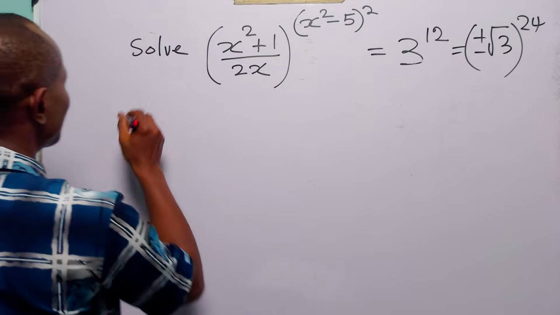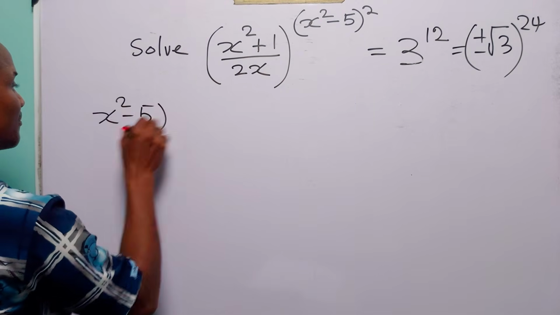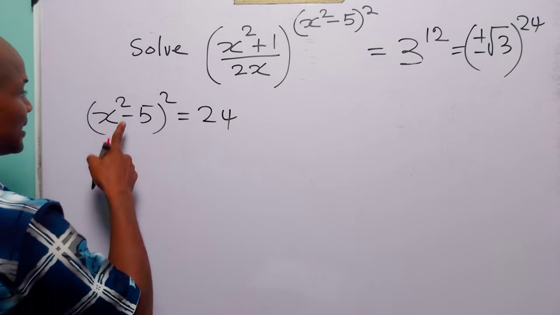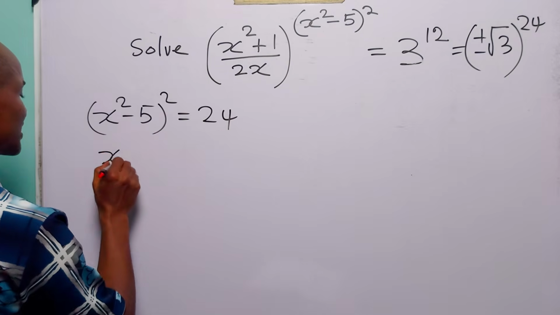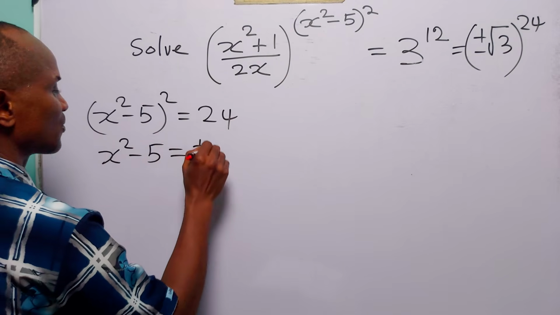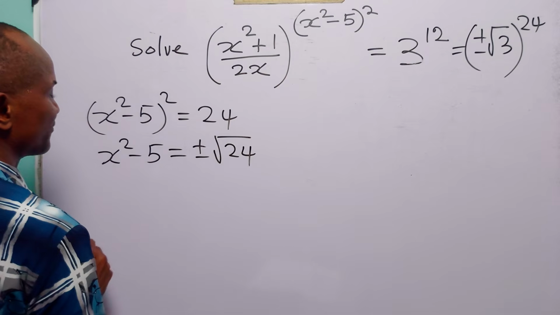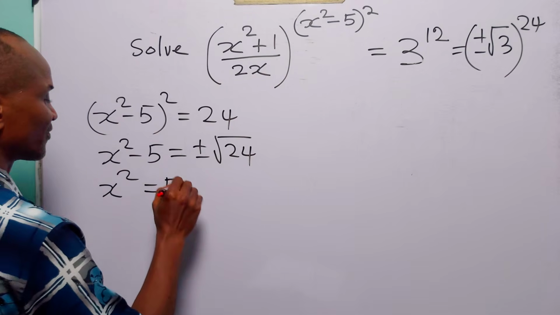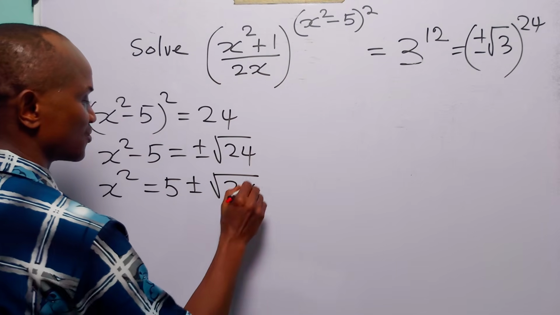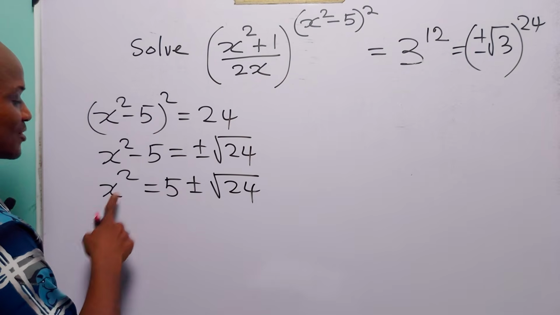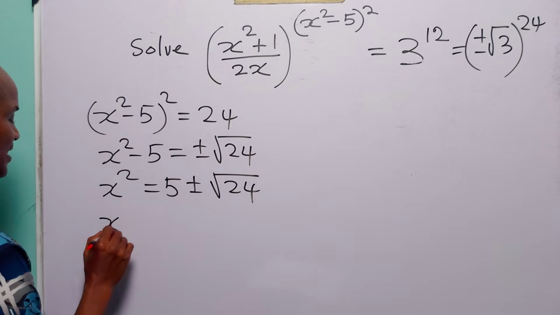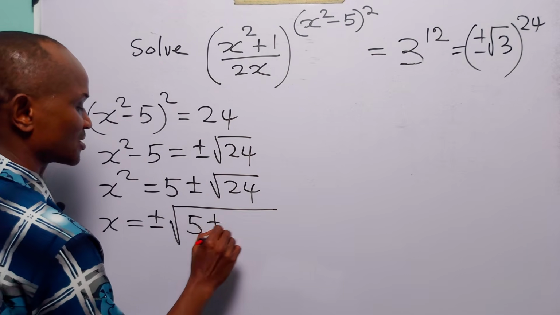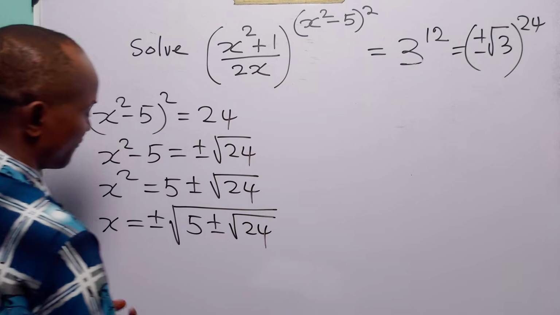Now, in the first case, we have that x squared minus 5 squared is equal to 24. Taking square root of both sides of this equation, we have that x squared minus 5 is equal to plus or minus root 24. And adding 5 to both sides of this equation, we have that x squared is equal to 5 plus or minus root 24. Now, once more, we take square root of both sides of this equation. We have that x is equal to plus or minus root 5 plus or minus root 24.